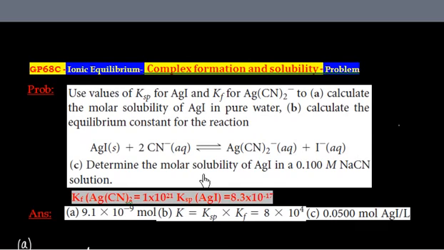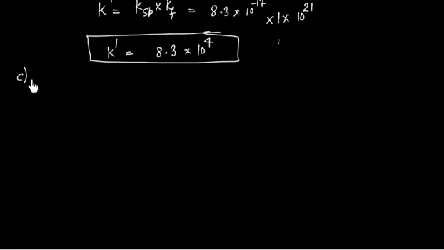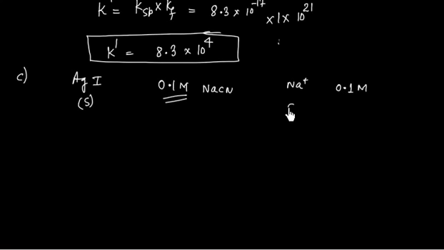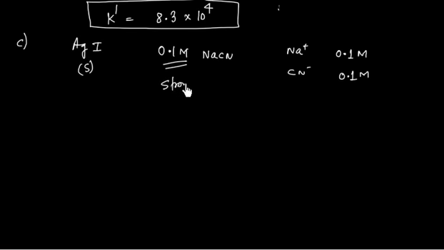Now part C says calculate the molar solubility of AgI in 0.1 M NaCN. So this time we have to calculate the solubility of AgI in 0.1 M NaCN. 0.1 M NaCN will give Na plus of 0.1 M and CN minus of 0.1 M, because NaCN is a strong electrolyte, so it will dissociate 100%.